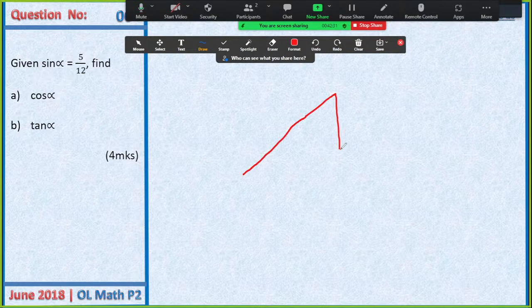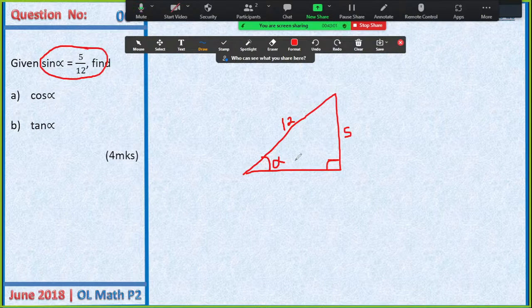So the thing you have to do is just draw a triangle. This is a right angle triangle. Let this be alpha here. Now they have given me sine alpha. Sine is opposite over hypotenuse. So sine alpha will be equal to opposite over hypotenuse. So we have my opposite to this alpha is 5, hypotenuse is 12.